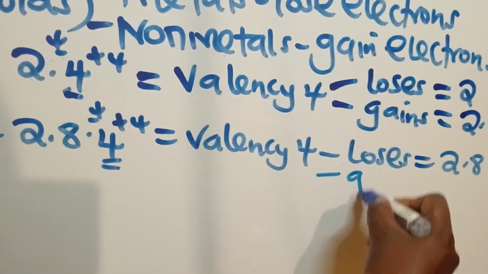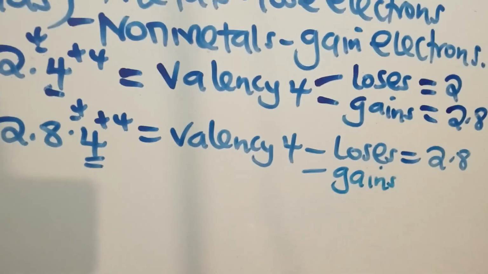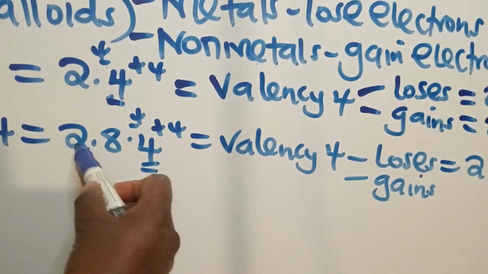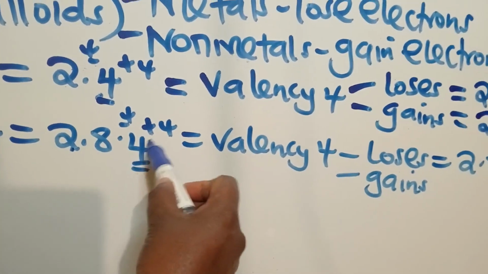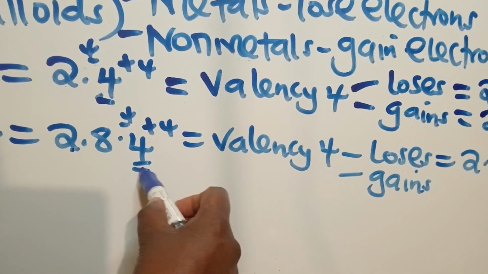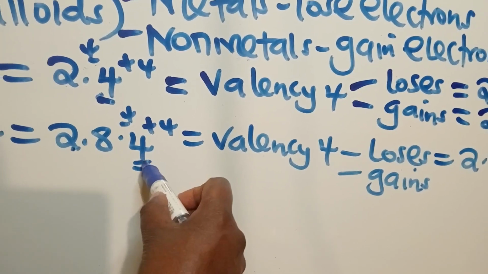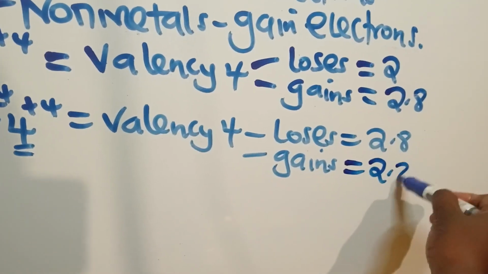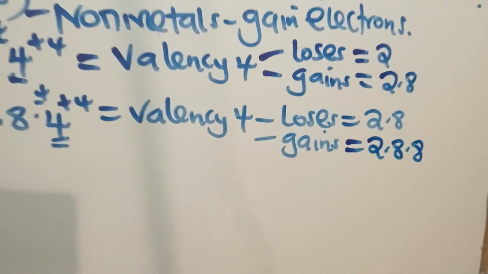If it gains 4 electrons into the outermost energy level, it will have 2.8.8 because the 4 that it will gain will be added into this outermost energy level, and so it will become full with 8. So the ionic configuration will be 2.8.8.